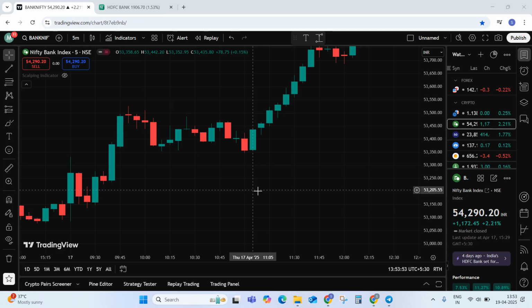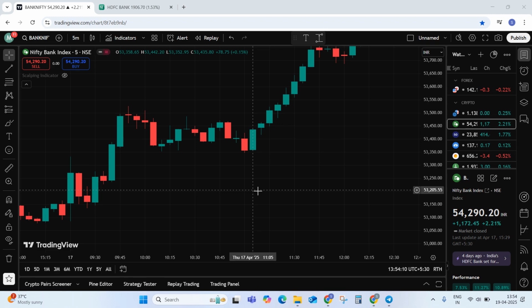Scalping indicator is an indicator which gives buy and sell signals on the TradingView charts on the assets you selected. Generally, I used to trade on Bank Nifty, Sensex, stocks and Bitcoin.